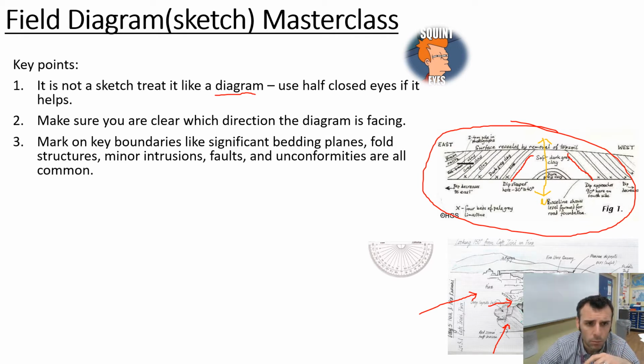The other thing is mark on key boundaries like significant bedding planes, fold structures, minor intrusions, faults, unconformities. And you can see here that there's an active unconformity on this one, which is the current surface there, because it cuts across the fold that would be going upwards there. So that sort of structure is what we would have had, but it's missing. All right, so you've got a key unconformity on there already. And you can see the fold structure as well, because they're just keeping it nice and simple, nice and straightforward.